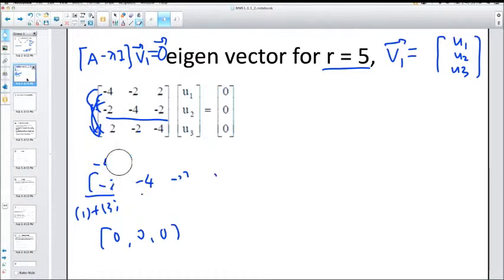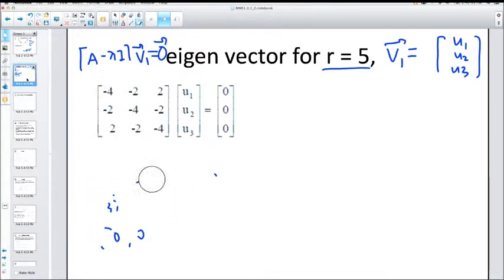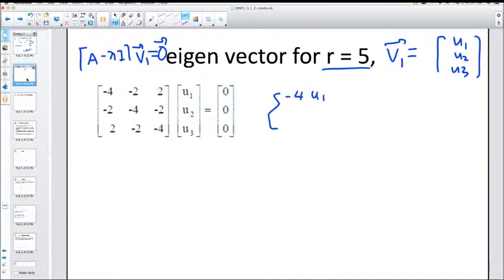Let me erase all those. So we only need 2 equations. We got a free variable we can use. You can select any 2 equations. Let's select the first one, negative u1 minus u2 plus 2u3 equals 0. Select the second one.